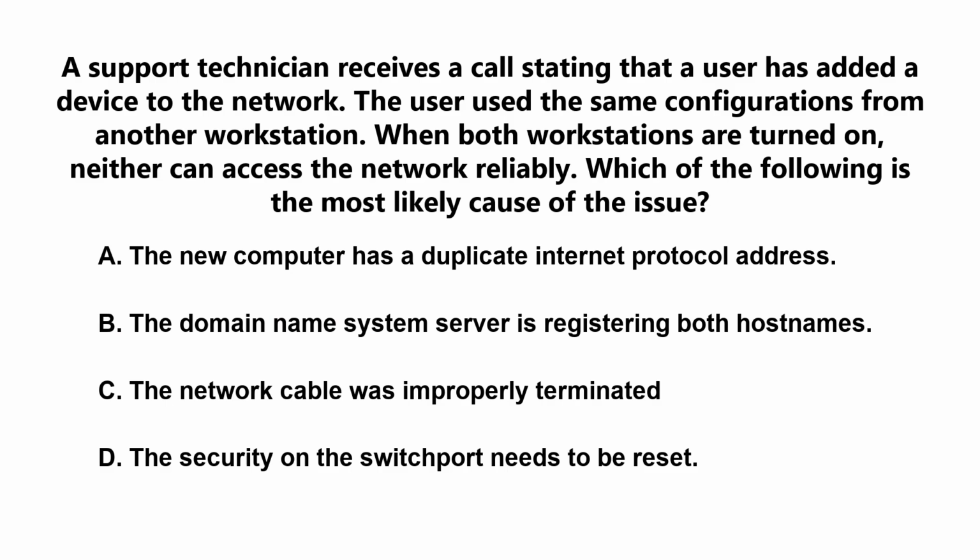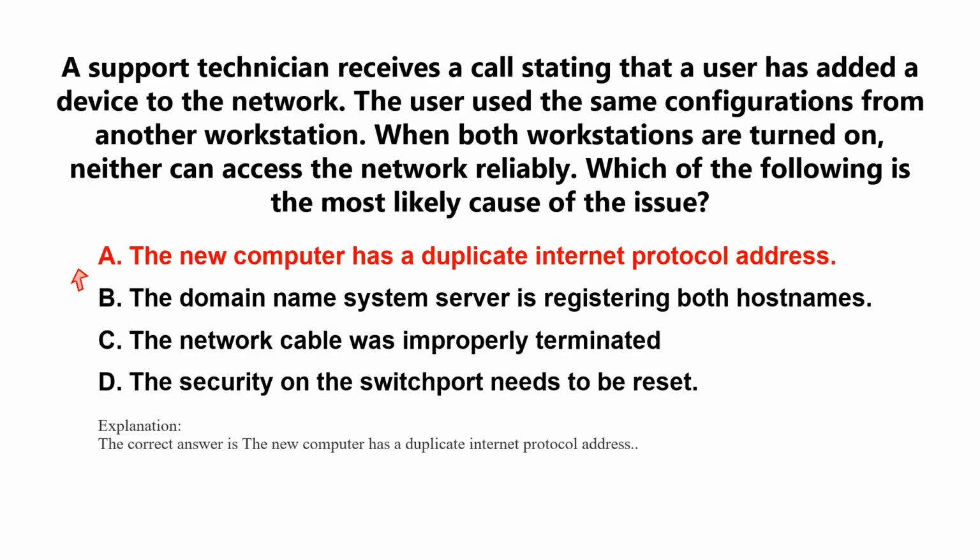Question 4. A support technician receives a call stating that a user has added a device to the network. The user used the same configurations from another workstation. When both workstations are turned on, neither can access the network reliably. Which of the following is the most likely cause of the issue? Option A. The new computer has a duplicate Internet Protocol address. Option B. The domain name system server is registering both host names. Option C. The network cable was improperly terminated. Option D. The security on the switch port needs to be reset. The correct answer is option A, the new computer has a duplicate Internet Protocol address.